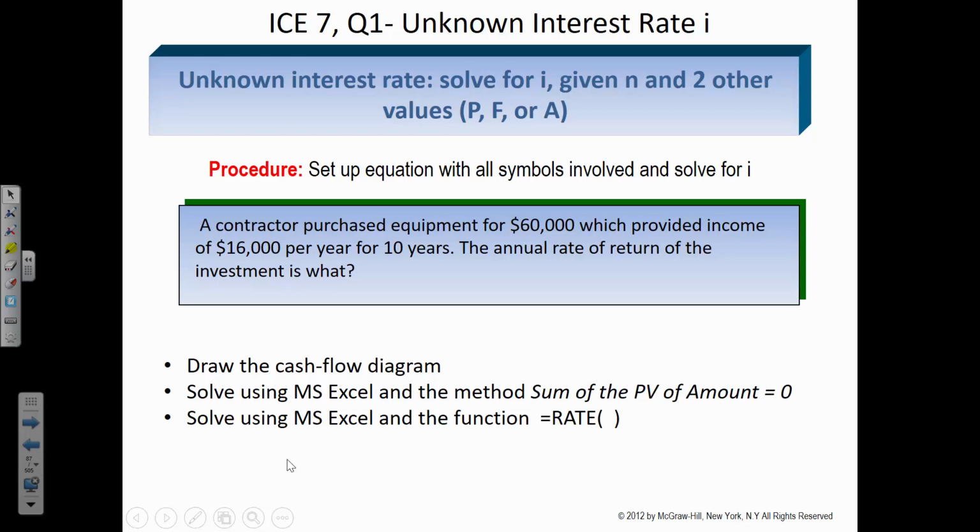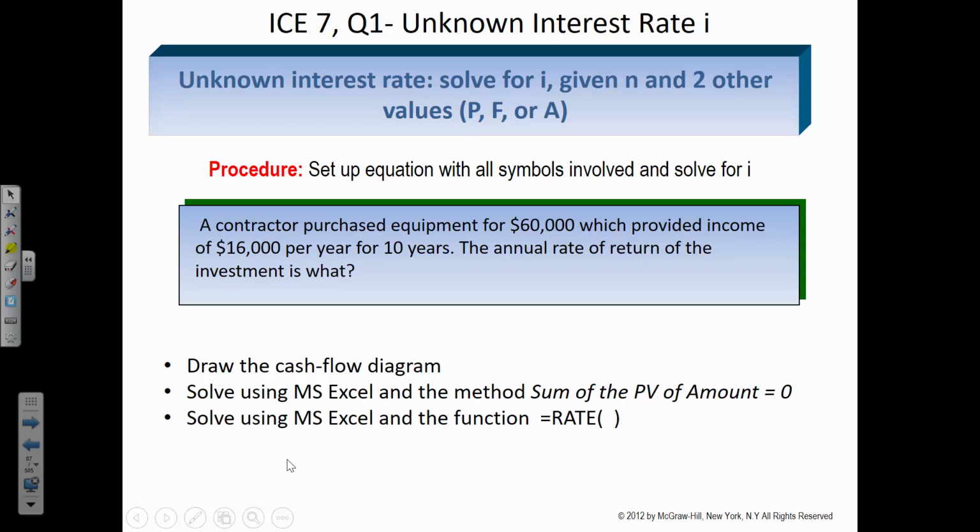All right. So we're going to do an in-class exercise where we're going to be solving for an unknown interest rate, where we're given an initial purchase price for some equipment, and we know that that equipment is providing income for a certain time horizon. But we want to know what's the rate of return.